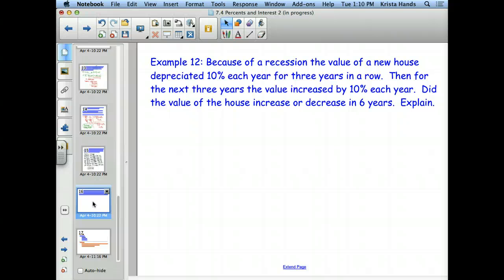It increased 3 years 10%, it decreased 3 years 10%. Doesn't that just sort of balance out? And the answer is actually no, it doesn't. So, we're going to take a look at this in the same way that we just did that last one with the textbook problem. Okay?